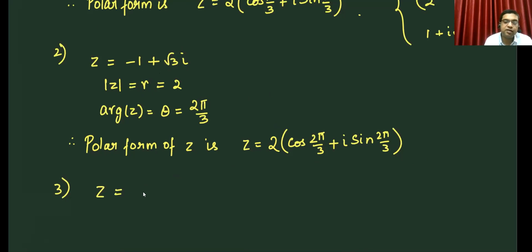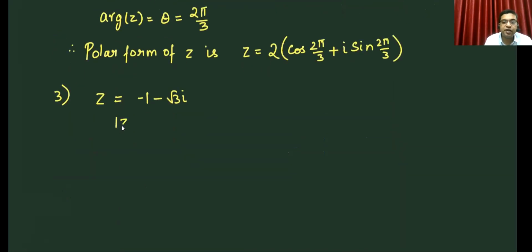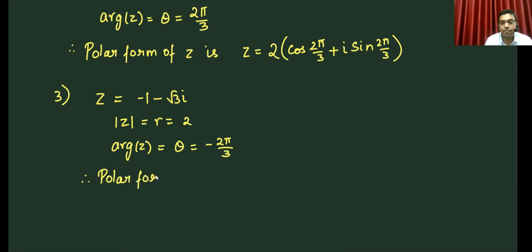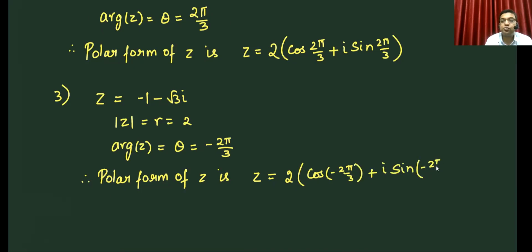Third case, z equal to minus 1 minus root 3i. Please tell me. The modulus we had found out was 2, sir. 2. Argument we found out was theta, minus 2 pi by 3. Therefore, polar form of z is z equal to 2 times cos minus 2 pi by 3 plus i times sine minus 2 pi by 3.